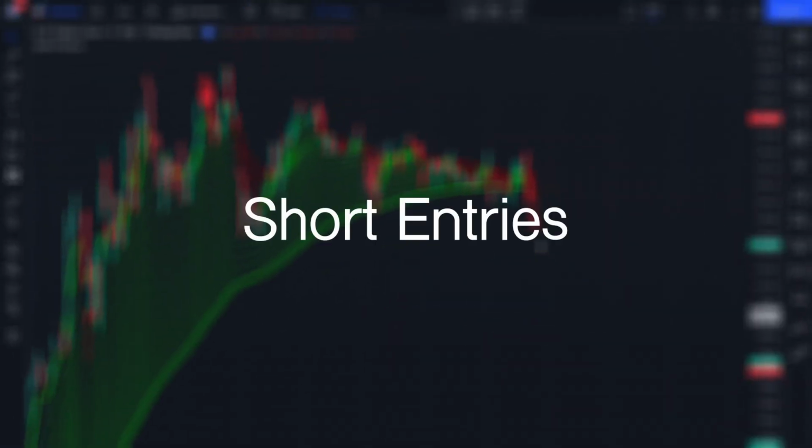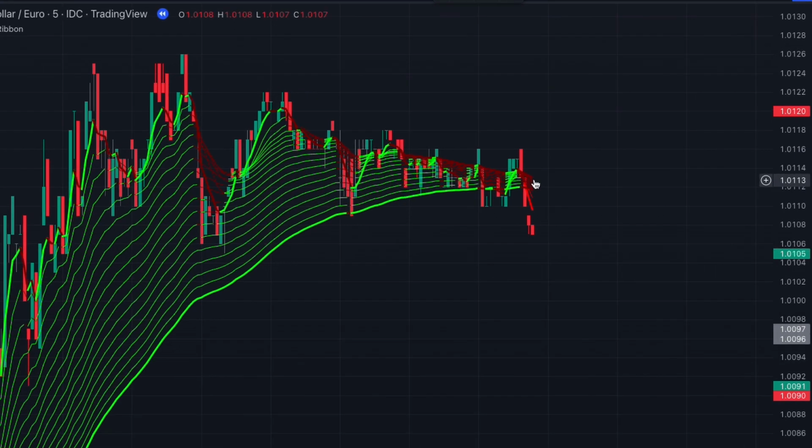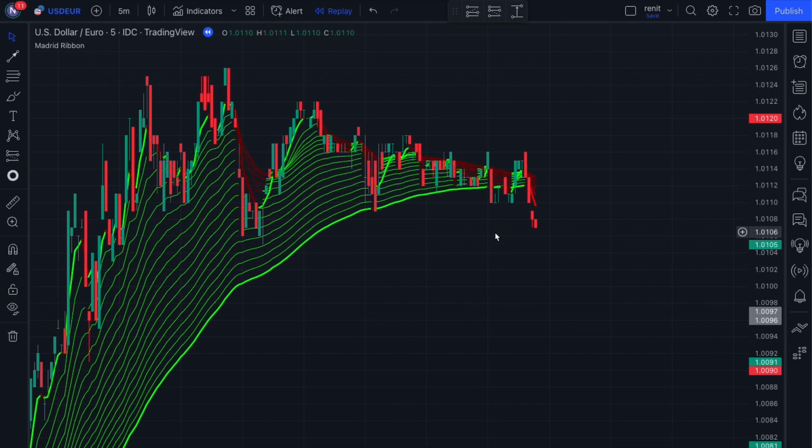Now it's time for sell entry and exit rules. So to enter a short trade, we must have the following conditions met. First, our indicator lines must be completely red. This needs to happen after coming out of a bullish trend. Then we need our price action bars to be a red color.